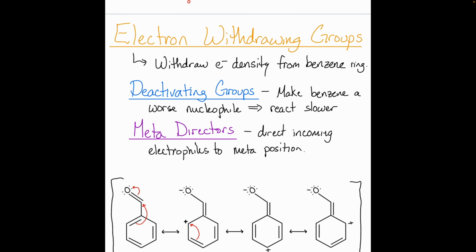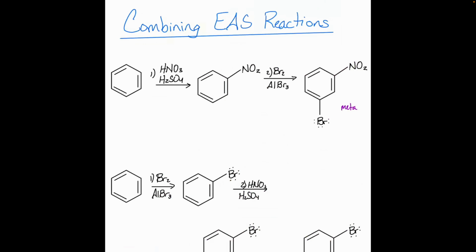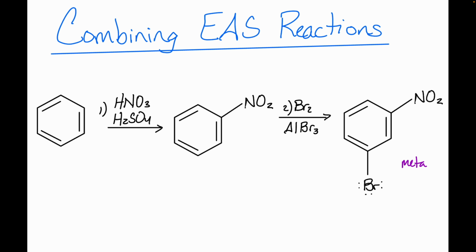Okay, so when we're combining our EAS reactions, we're going to do our first reaction. It doesn't matter where you put that first group, right? Benzene's all nice and symmetric. You can pick any carbon you want. But then you have to look and decide whether that is an ortho-para or a meta director, and that will dictate where that second electrophile goes.